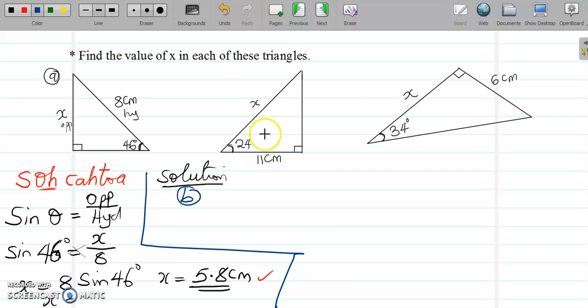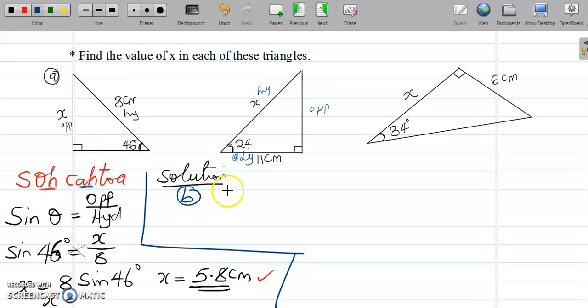In this B part, we are asked to find x. I will check. Opposite is not given. This is adjacent to the angle, and this is always the hypotenuse. So the one given is adjacent and the hypotenuse. Which of them gives me adjacent and the hypotenuse? You see that?